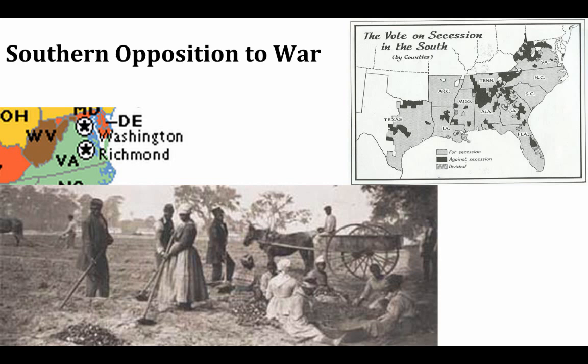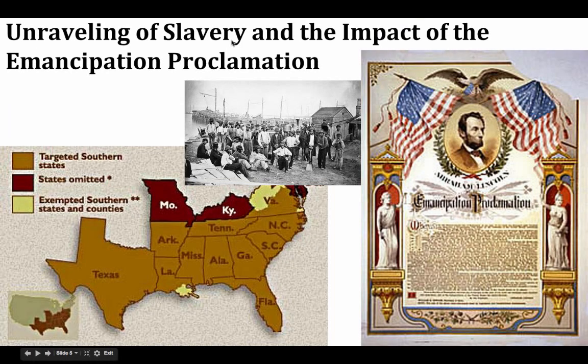And eventually, even the Confederacy has to institute a draft. I mean, think about that. They have to force people to fight for their cause. And whenever you have to force people to fight for the cause, I think that implies that there's some resistance to fighting, correct? So it's important for us to recognize that there is opposition for both sides.